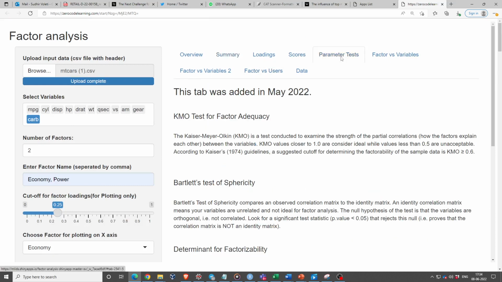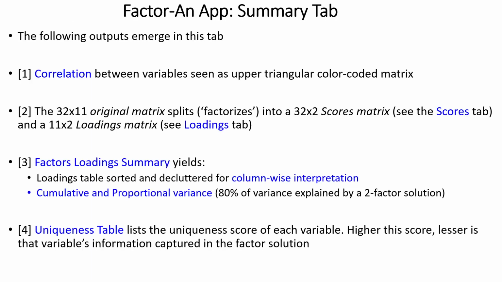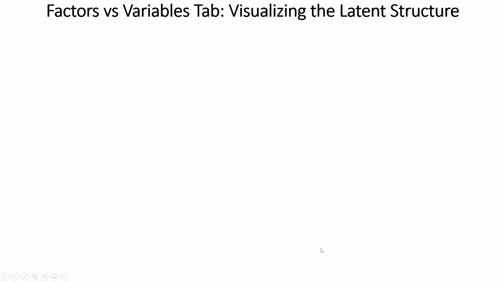Let's get back here. So you can see this. Higher the score, lesser is that variable's information captured in the factor solution.